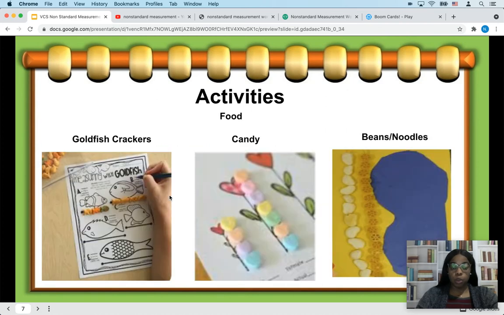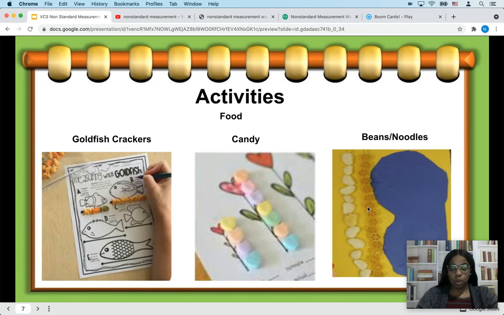You can also use food. Here we have a printable sheet specifically for goldfish, and they would take goldfish to measure the length of each fish and tell how many by writing. Here we have flowers. How many hard candies does it take to find out the height, in this case, of the flower?